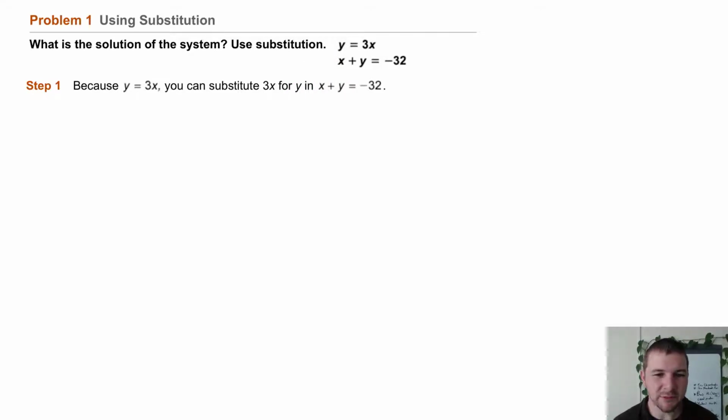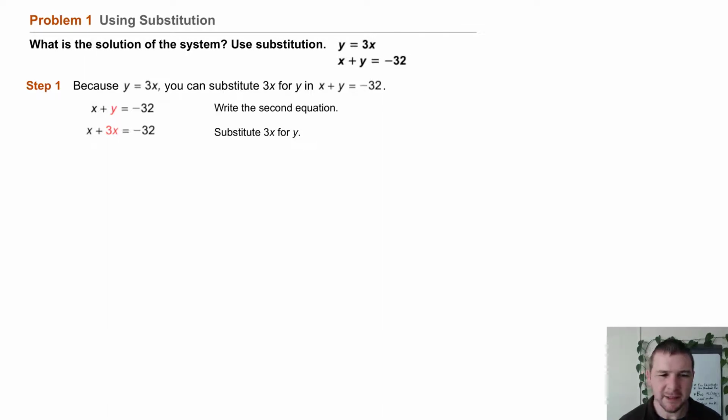We can substitute 3x for y in the second equation, the x plus y equals negative 32 equation. So x plus y equals negative 32, but substituting this equivalent value for y that we got from the first equation, 3x, we can rewrite the equation as x plus 3x equals negative 32. What we've done here is we took an equation that had two variables and we converted it into an equation that now only has one variable.